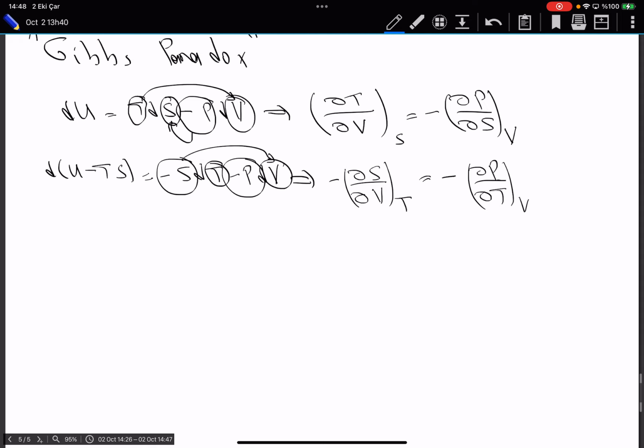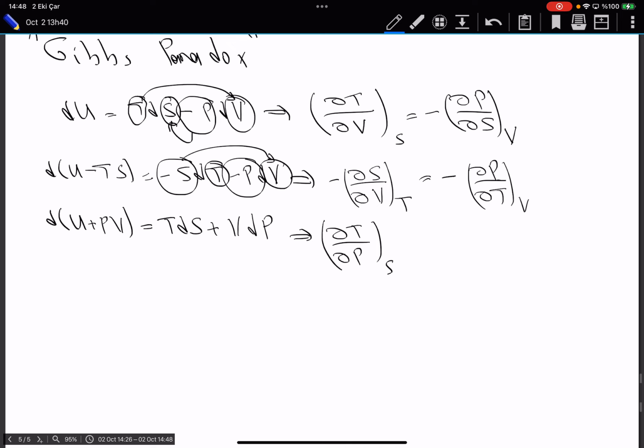Well, I can do mainly the same trick. By the way, this trick going from U to U minus TS is the so-called Legendre transform. If you have taken analytical mechanics, you do the same thing there to go from the Lagrangian to the Hamiltonian. Well, let's continue. I can do the same thing for U plus PV. This will be equal to TdS plus VdP, which will tell me that the derivative of temperature with respect to pressure at constant entropy, you see this is during an adiabatic process, is equal to the derivative of volume with respect to entropy at constant pressure.